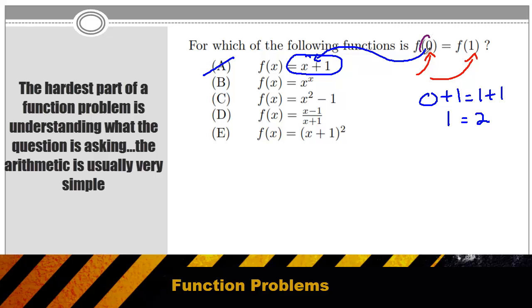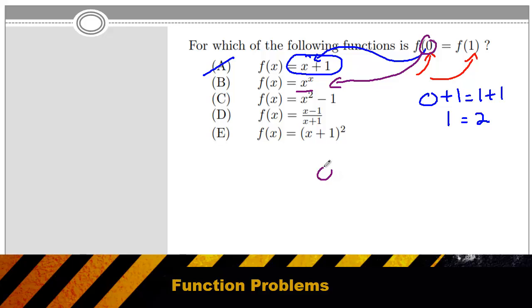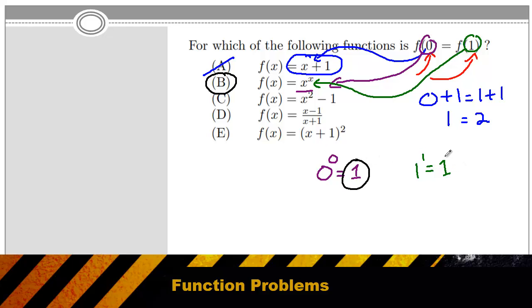On answer choice B, when I plug in 0, I can rewrite x to the x as 0 to the 0. And you'll remember that from our exponents video, anything raised to the 0 power is equal to 1. And then if I take 1 and plug that into the same equation, I get 1 raised to the 1 power, which is also 1. So B is my answer, because I get the same answer of 1 whether I plug in 0 for x or 1 for x.